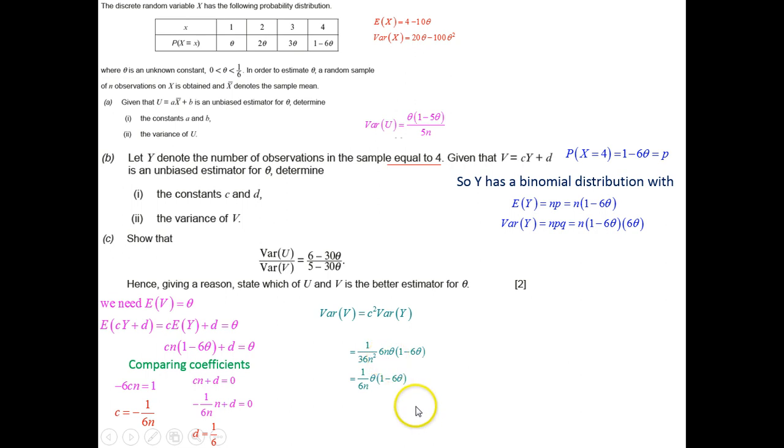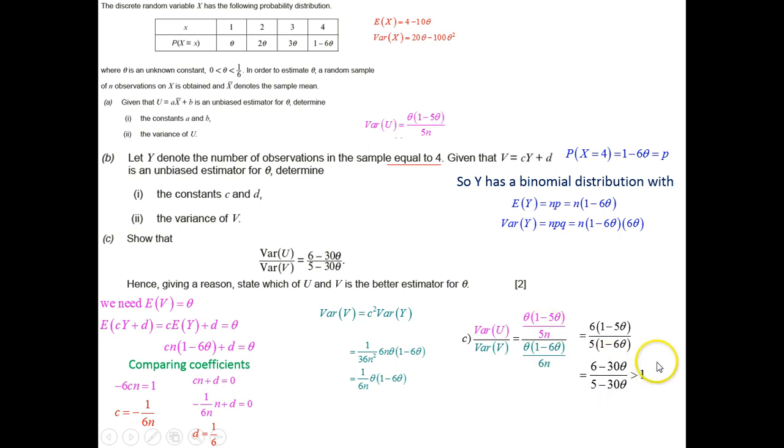Cancelling the 6 and an n, I've got theta (1 minus 6 theta) over 6n. So part C, I need to divide these two. Dividing them, if I flip the bottom, I can cancel a few things. The theta will cancel, one of the n's will cancel, and the 6 will go up to the top bracket and the 5 will go to the bottom with that combination.